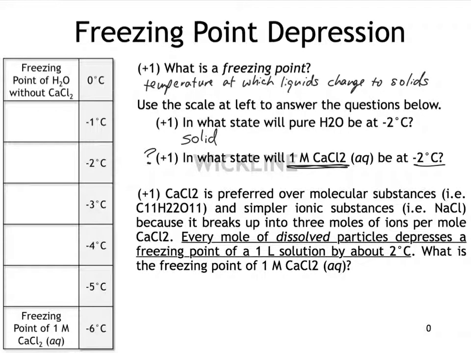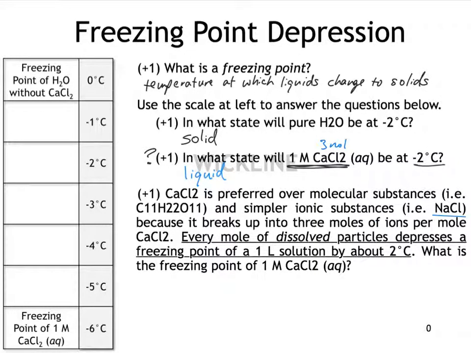Let's use this graphic to help us figure it out. So all the way down here at the bottom, you can see that if you have 1 molar calcium chloride, it won't freeze until it hits -6. But -2 is above that temperature, and that means that water won't have frozen yet, and it would still be liquid. Now, calcium chloride is a particularly strong colligative effect, since it has 3 moles of ions in every mole of the substance. And that's the reason why we prefer it over a molecular substance or a simpler ionic substance like sodium chloride, because it breaks up into 3 moles of ions.